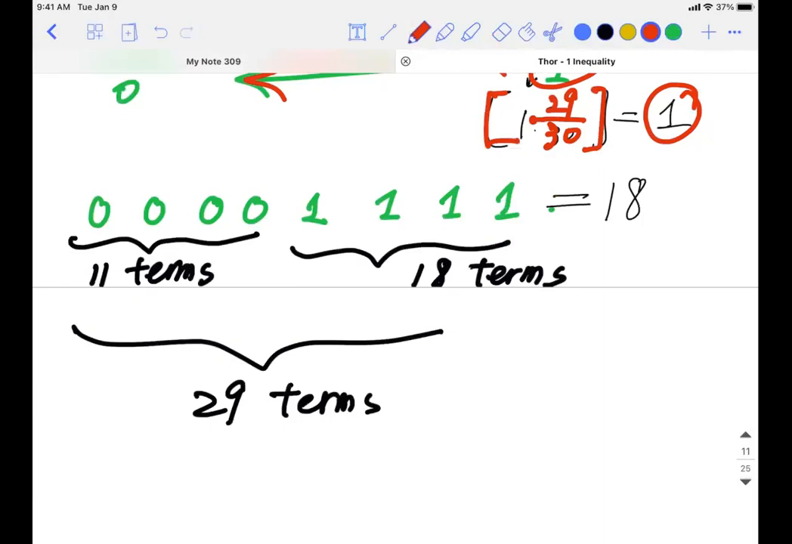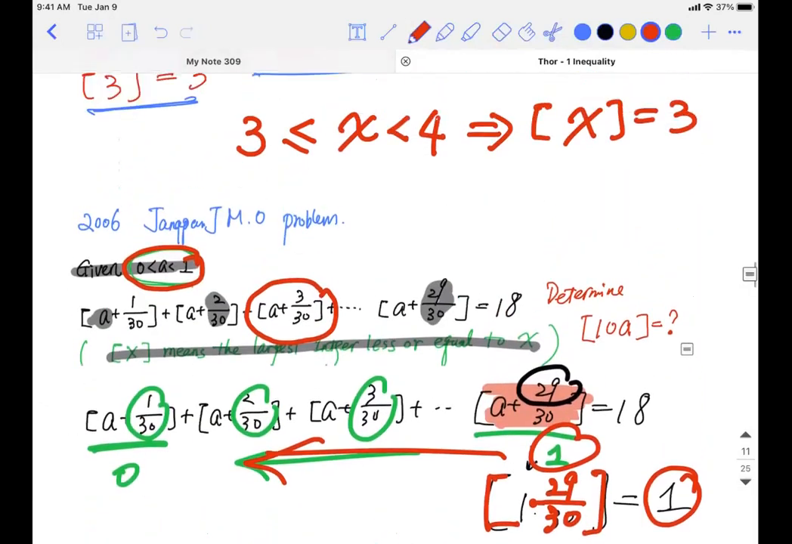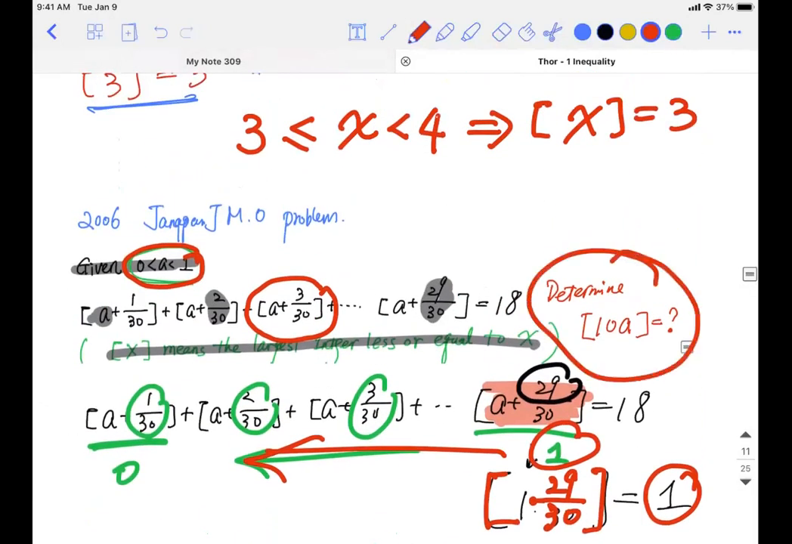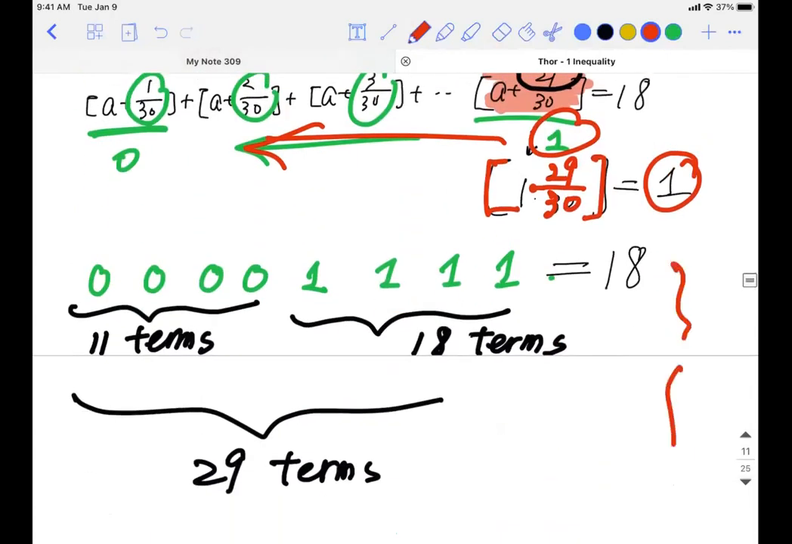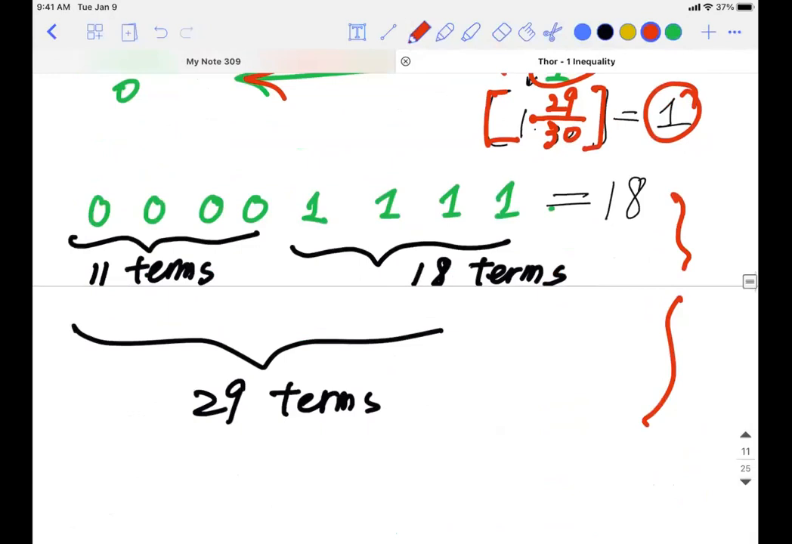Yes. Okay, perfect. But how are we going to do with that? The question asked me to determine the value for 10a Gauss. How can I use what I find here to determine 10a, right? My goal is to determine 10a. My goal is not to determine how many ones, how many zeros. How can I figure out? Yes, I'm going to ask Yan.